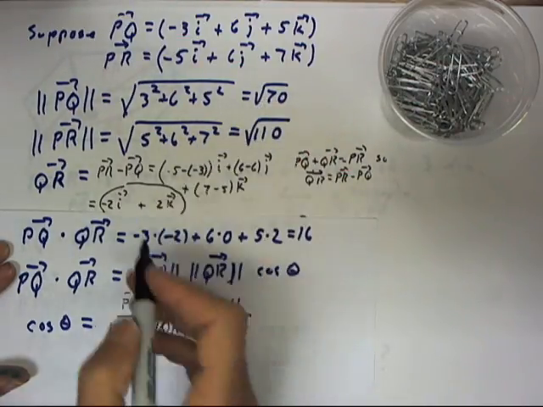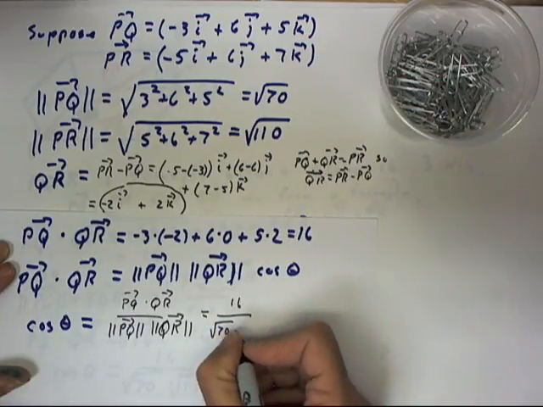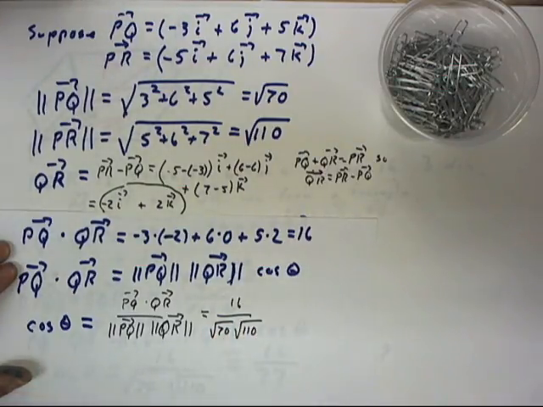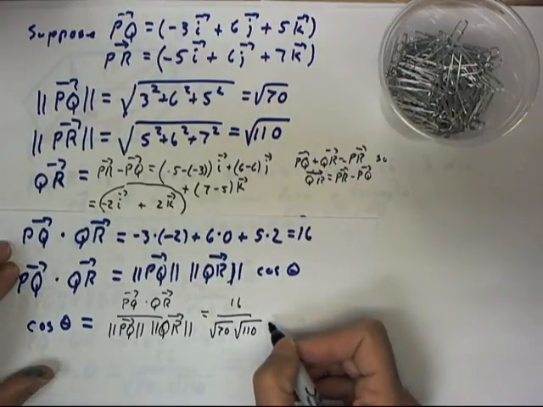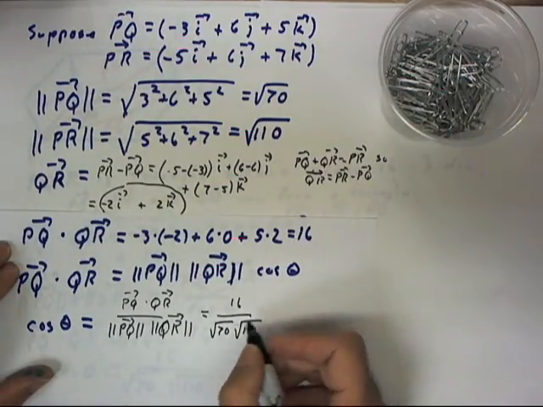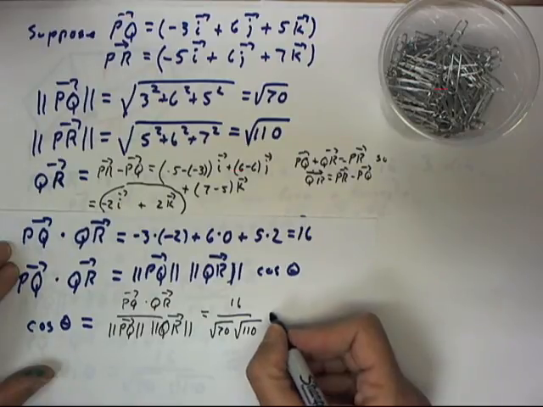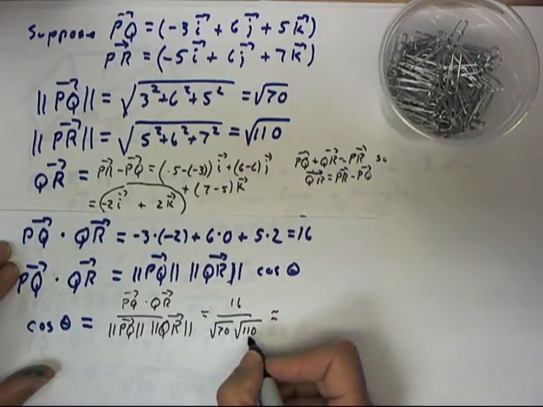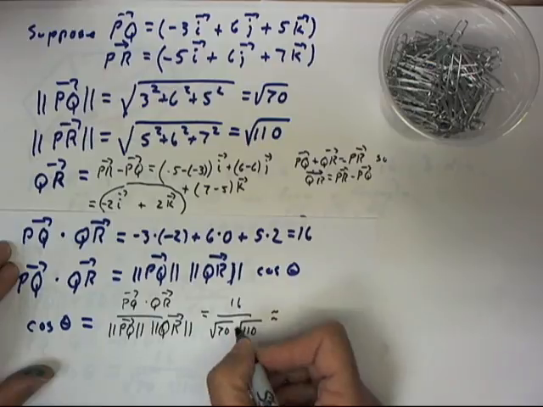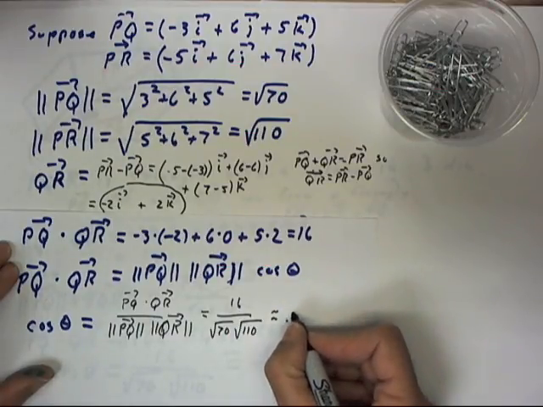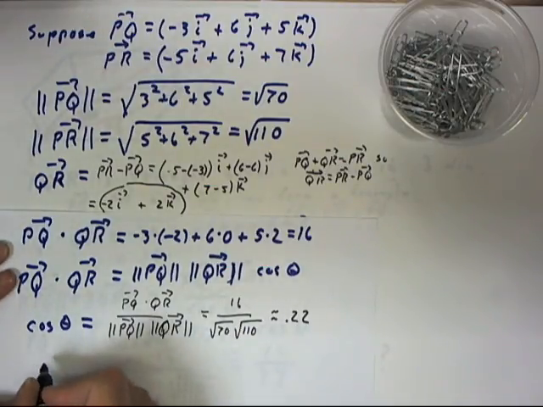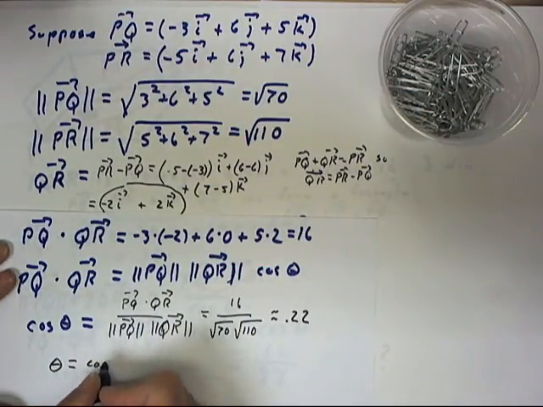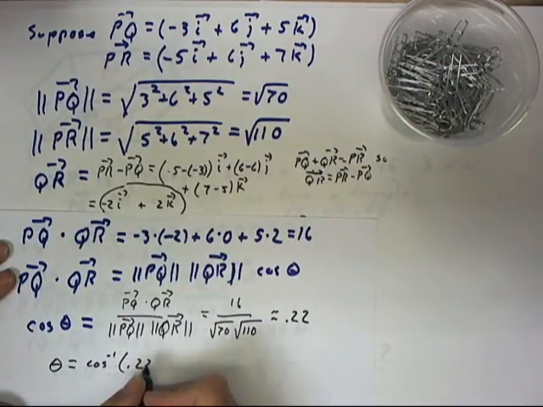And the magnitudes of PQ and QR, we have square root of 70 times the square root of 110. Now, I'm not going to figure that out. 70 times 110 is 7,700, fairly close to 8,100. The square root of 8,100 is 90. So I'm going to say that this is a little less than 90. If it was 80, 16 over 80 is 0.2, so I'm going to call that about 0.22. It would follow then that theta is the inverse cosine of 0.22.